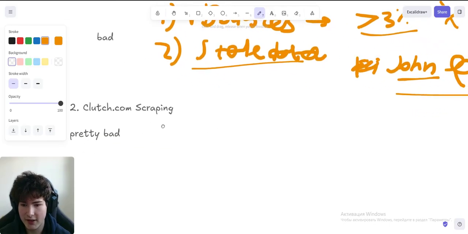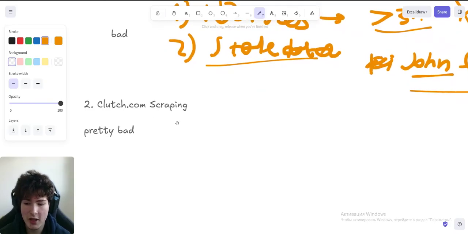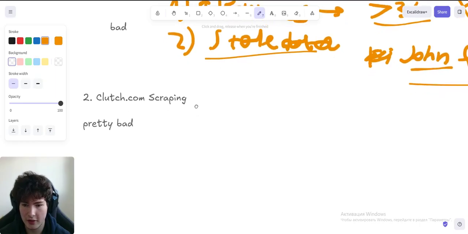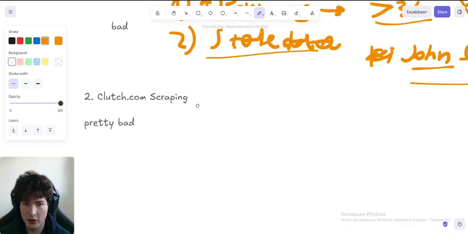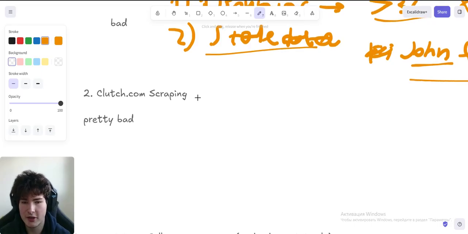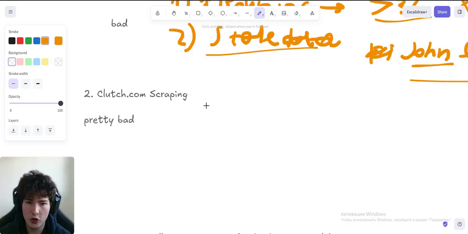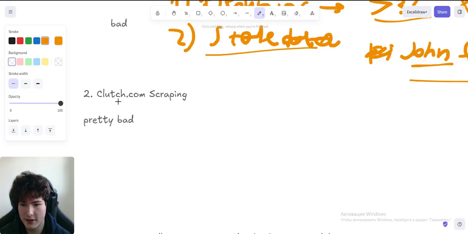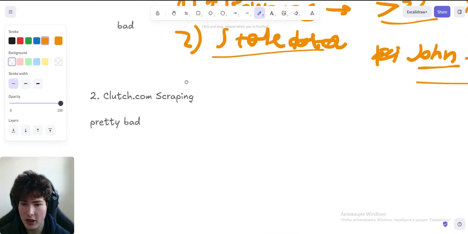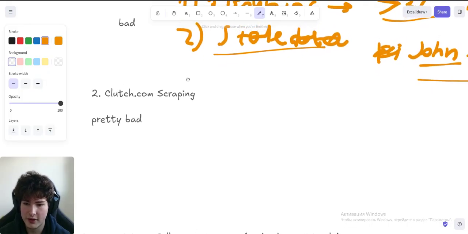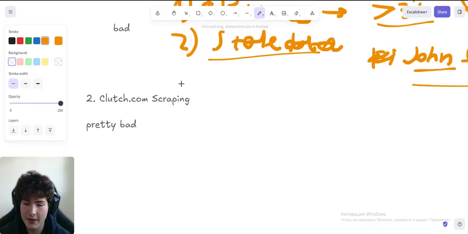Then second, we tried Clash.com scraping, and it was pretty bad as well. Number one is that it's pretty hard to scrape Clash because of the real-time JavaScript rendering and lots of scraping protection. You need a bunch of proxies, and it's pretty complicated, you know what I mean? And also the volume isn't really there. Maybe you can make it work, but we just couldn't do it, to be honest, because of the complexity and the pretty low volume of contacts we got from there.